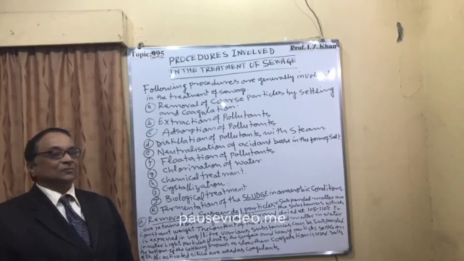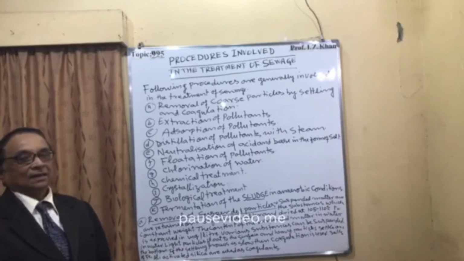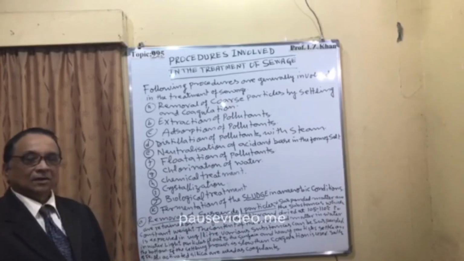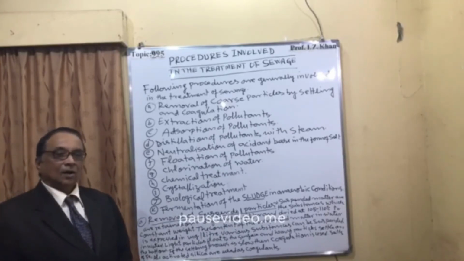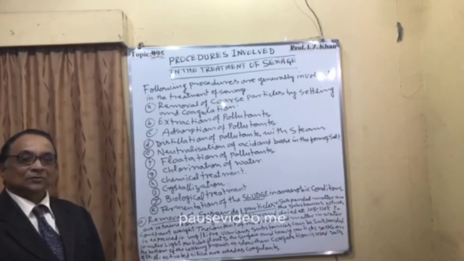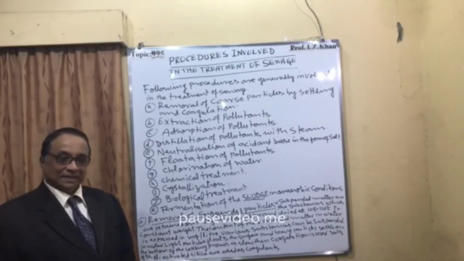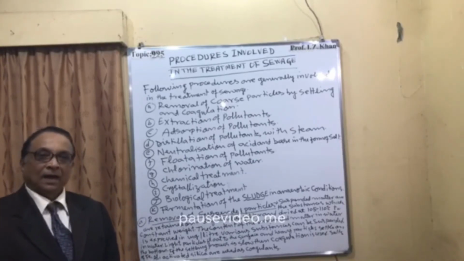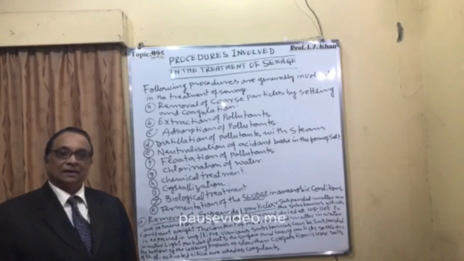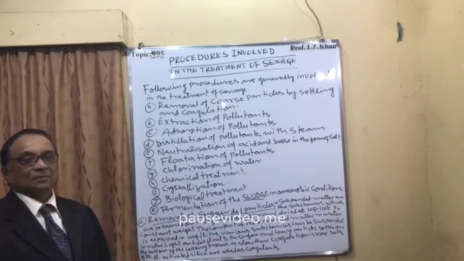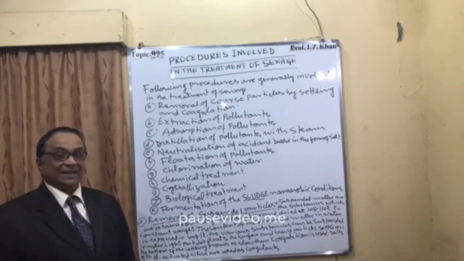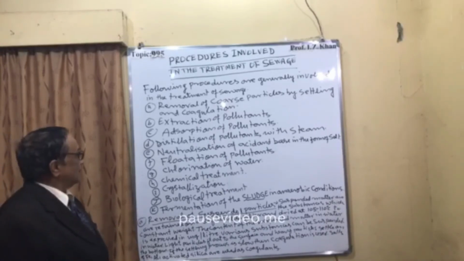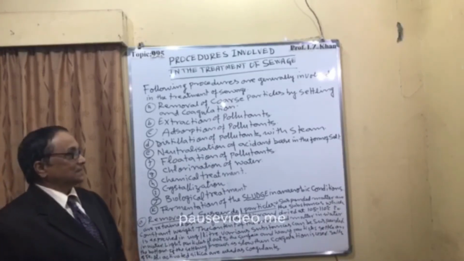Then D is distillation of pollutants with steam. Steam distillation means that once it is there in the form of some essential oil or vegetable oil or maybe some aromatic compounds, we distill it along with the steam, it will be in the form of vapor, and once it is condensed, the water and the essential oil or aromatic compounds will be separated out in different layers, and then we can separate them out.